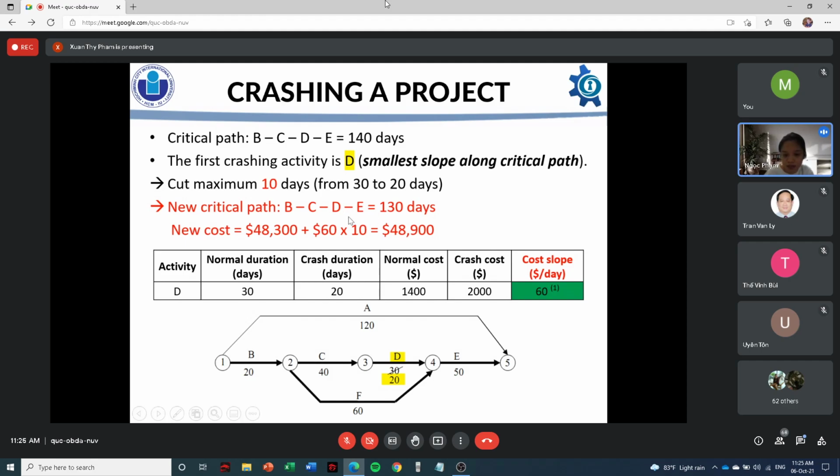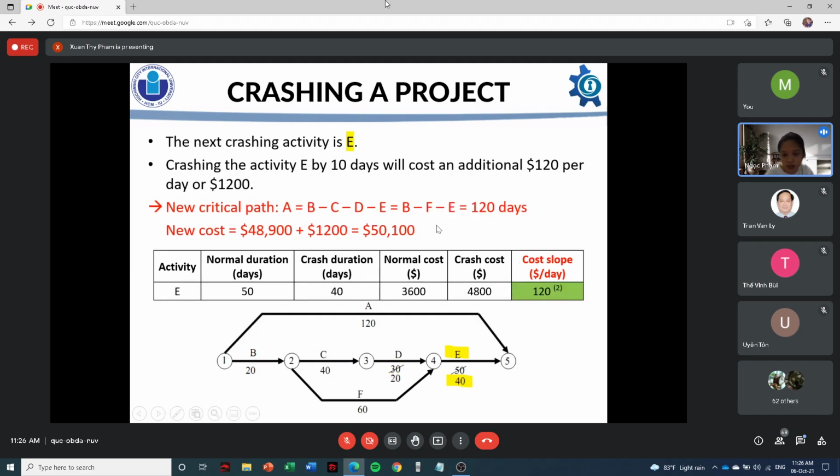And the new cost, I just take the normal cost plus the cost slope multiplied with the number of days cut. Here we can see that the normal cost is 48,300 plus the cost slope is 60 and the number of days cut is 10 days. So we just have the formula here and we can get the new cost. Okay, thank you. Next slide, please.